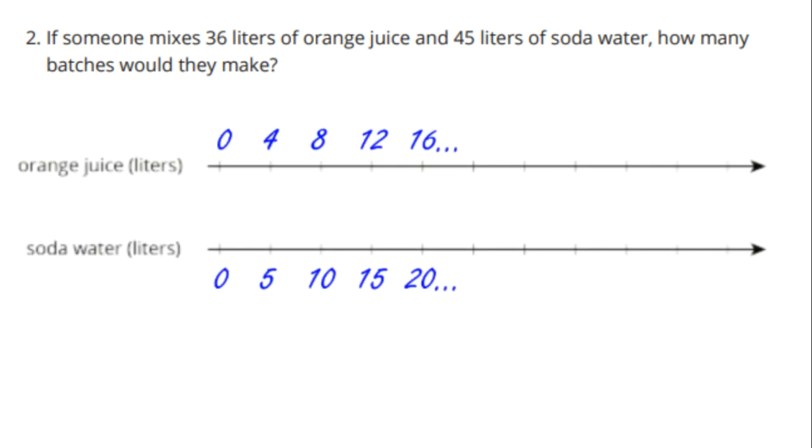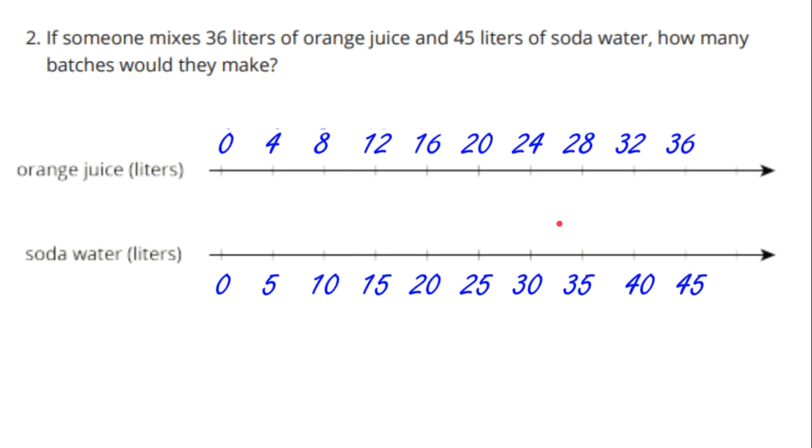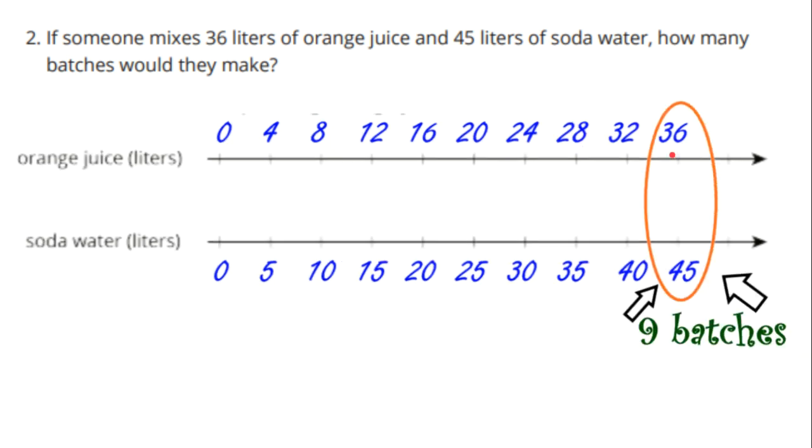Well, I could take my double number line from question 1 and extend it until I get to 36 liters of orange juice at the top and 45 liters of soda water at the bottom. So here they are. My question asks me how many batches would they make? So I would count 1, 2, 3, 4, 5, 6, 7, 8, 9. It makes 9 batches of this sparkling orange juice.